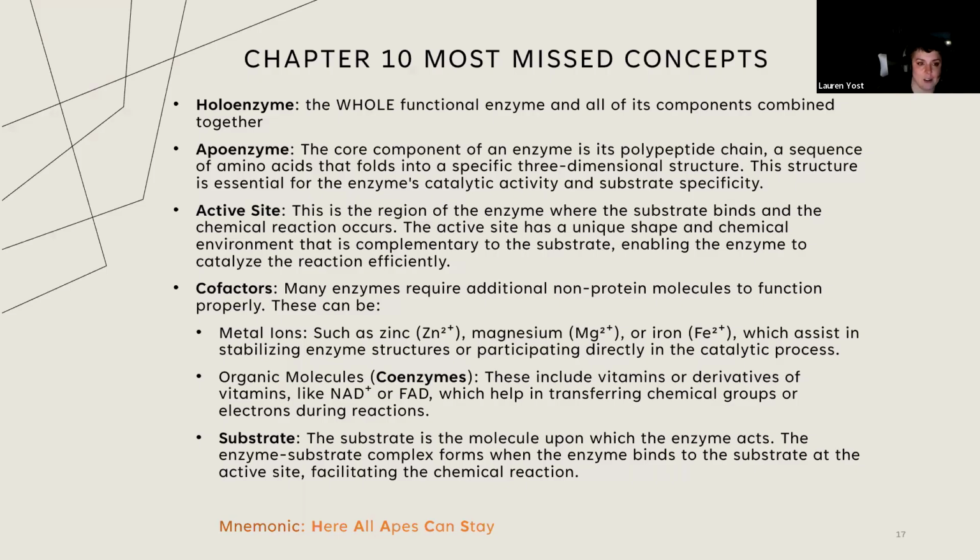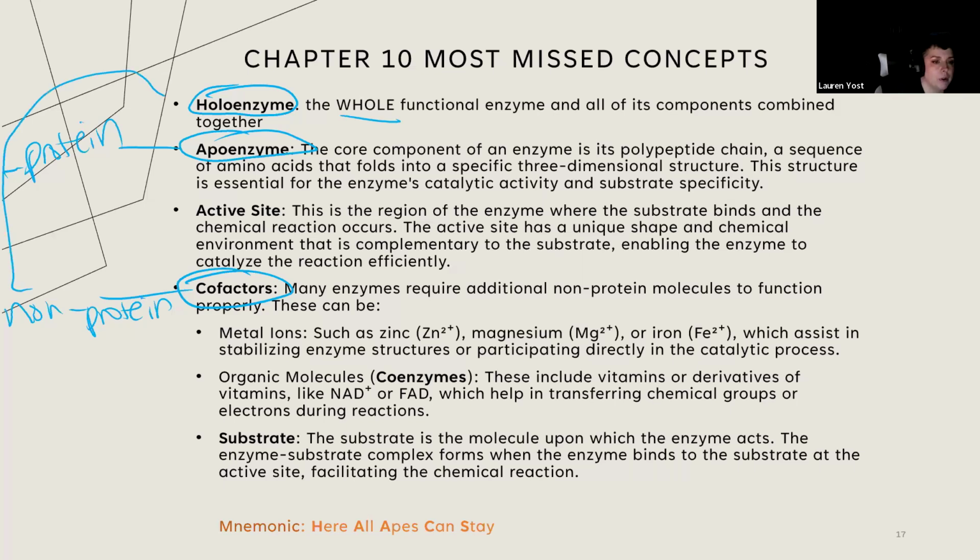Moving on to chapter 10's most missed topics. All right, the parts of the enzyme. So the whole enzyme is the holoenzyme. The apoenzyme is the protein component. The cofactor is the non-protein. These two things combined make up the holoenzyme, all right? The area where our molecule that's going to get acted upon, which is called our substrate, binds is the active site. All right, our cofactors can be things that are inorganic, like metal ions.